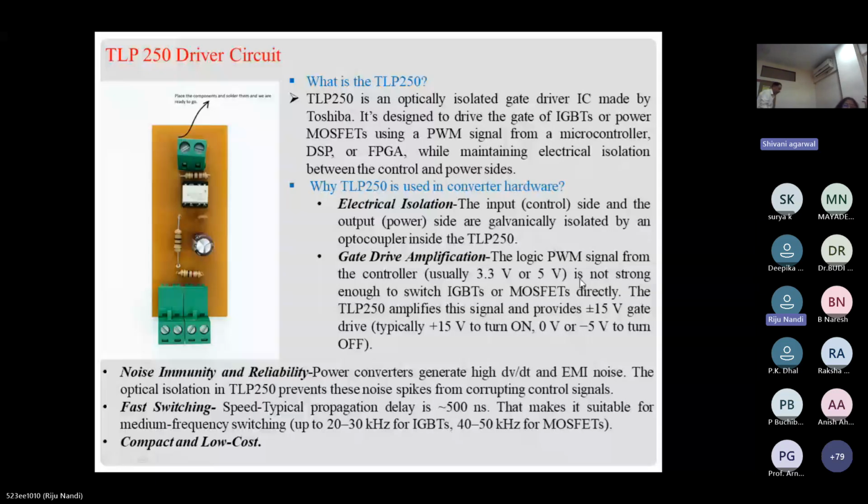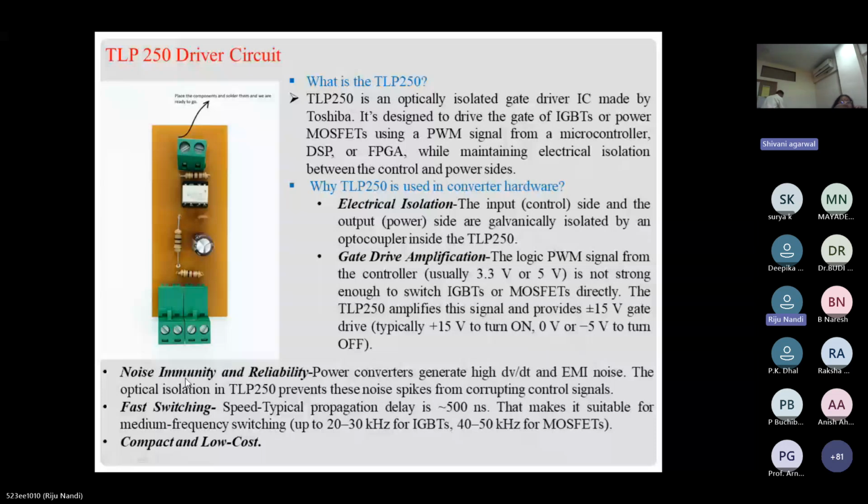That voltage is not strong enough to switch the IGBT or MOSFET directly. So the TLV250 amplifies this signal and provides plus minus 15 volt gate drive, typically 15 volt for turn on and 0 or minus 15 volt for turn off. Okay, sorry.